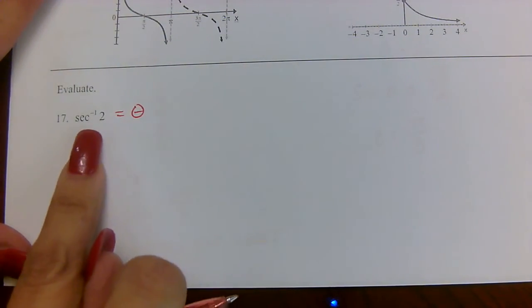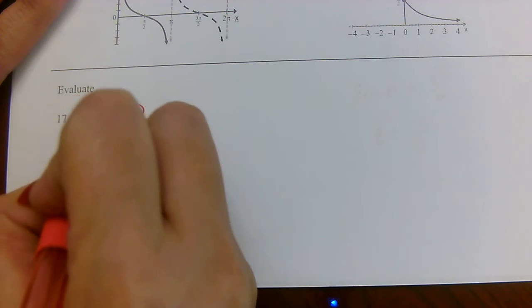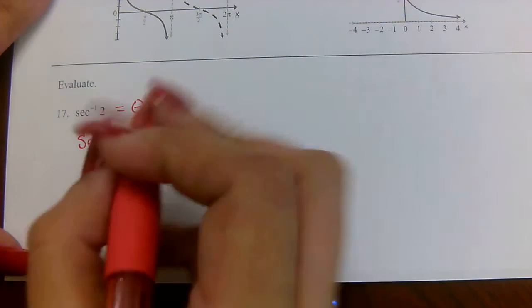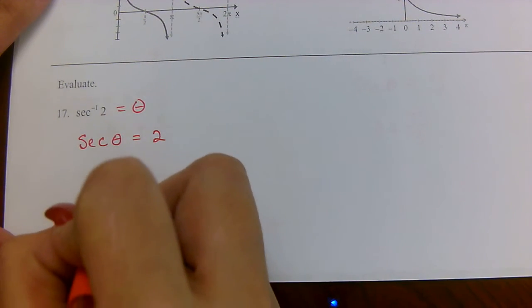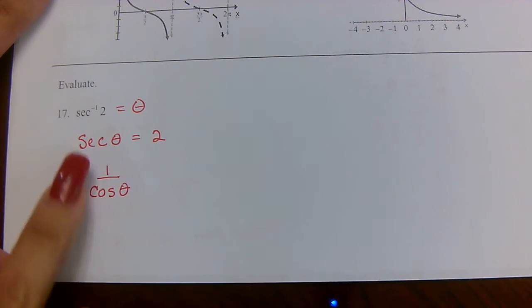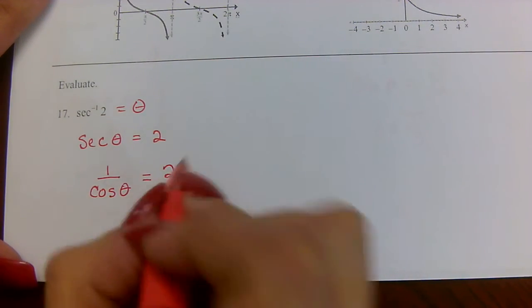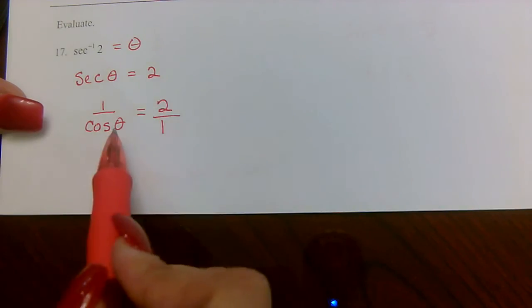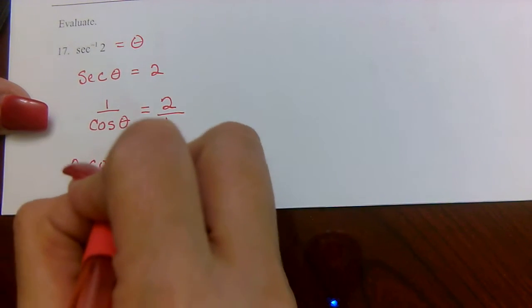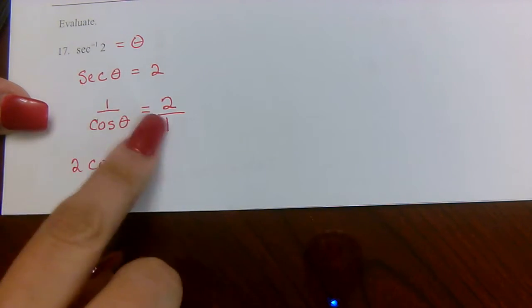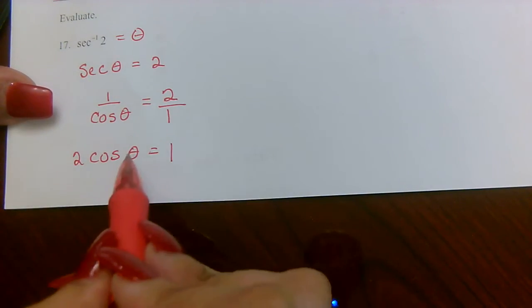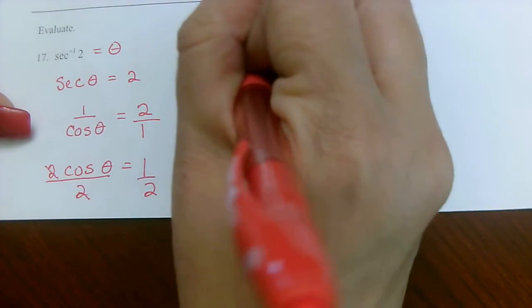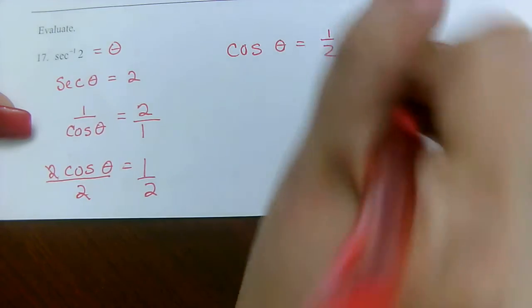Okay, now if I were to write this out again, it would be secant of theta is equal to 2, right? So what is the reciprocal of secant? Hopefully you said 1 over cosine. So secant and 1 over cosine are exactly the same thing, and that is equal to 2, okay? How do I solve for this? Well, you can use the butterfly method. So 2 cosine theta is equal to, multiply those two together, 1. Now I'm going to solve for cosine. So I'm going to divide by 2 on both sides. So now I have cosine of theta is equal to 1/2.